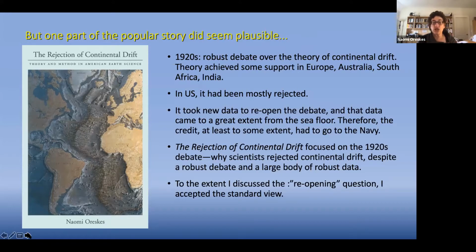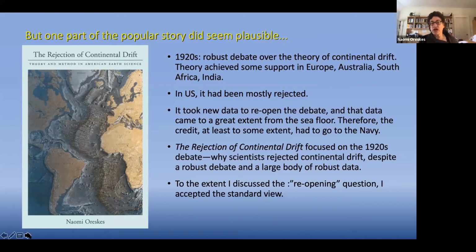And it is true that it took new data to reopen the debate. And it is true that some of that data, or actually quite a bit of it, came from the seafloor. At least that's what seemed plausible. And therefore, it seemed plausible to credit, at least to some extent, the Navy.